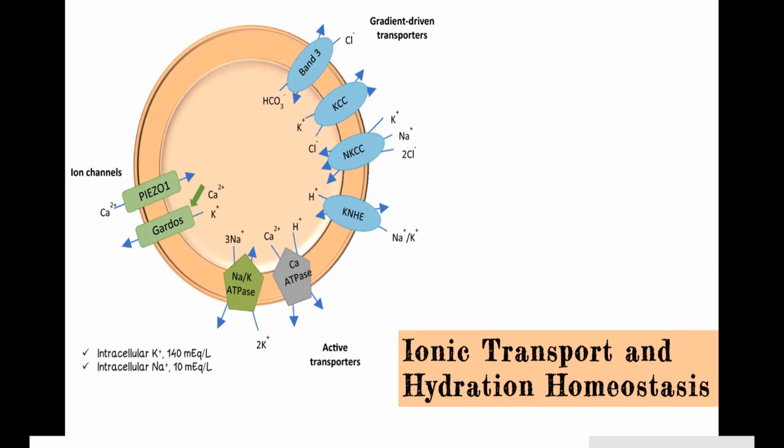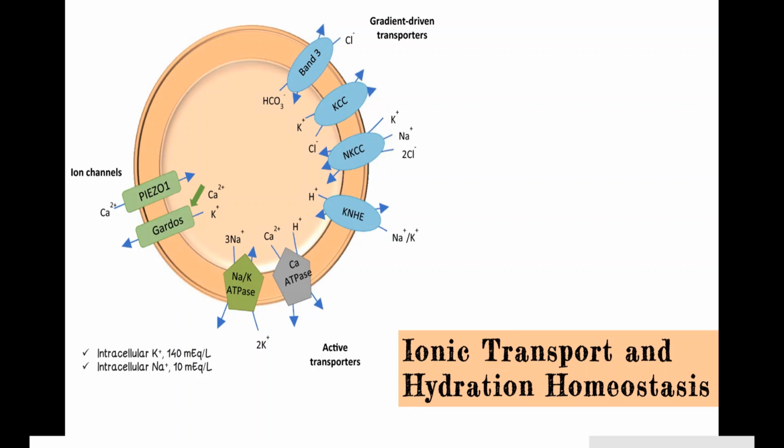The hydration status of the RBC is dependent on the intracellular electrolyte content. Intracellularly, potassium is more abundant, about 140 mEq per liter, whereas sodium intracellularly is much lower than the concentration of potassium, just about 10 mEq per liter. Sodium is more abundant extracellularly. Potassium is more abundant intracellularly.